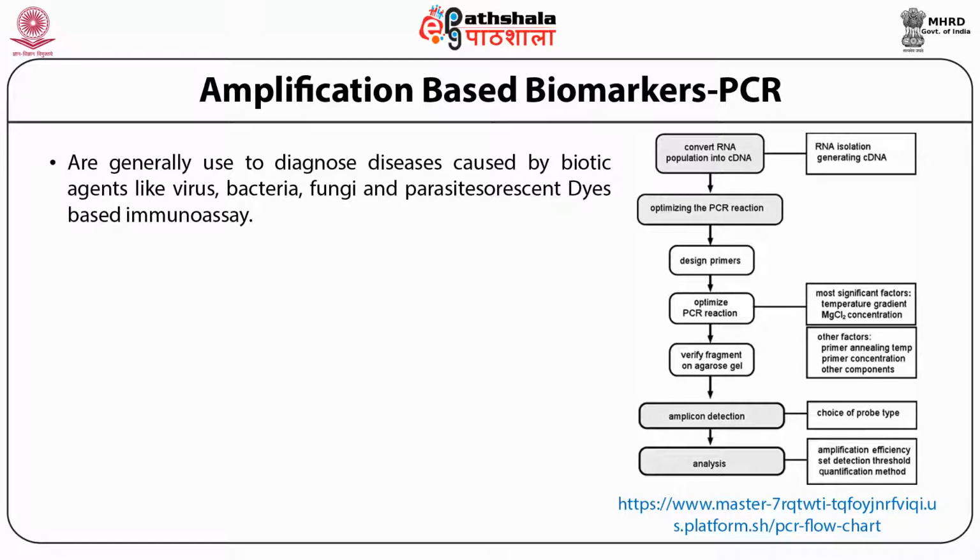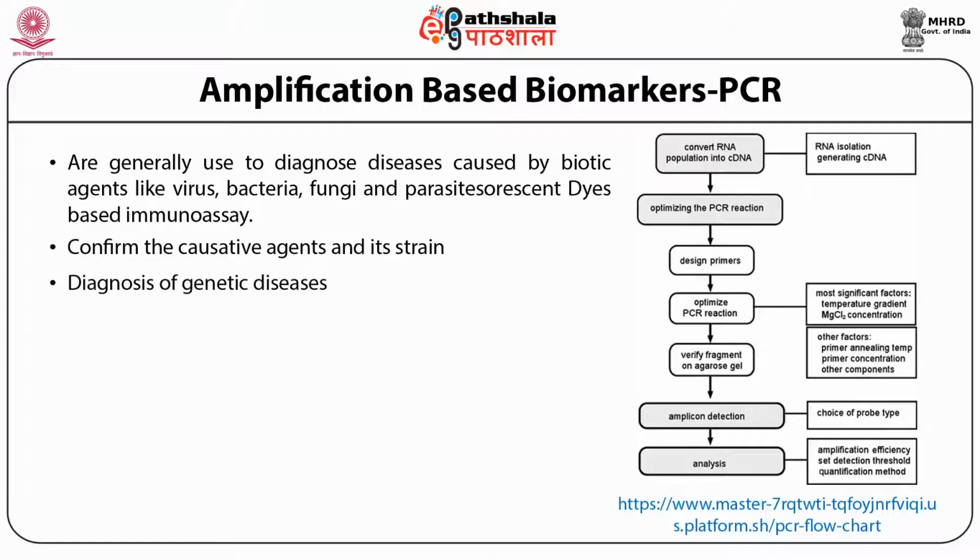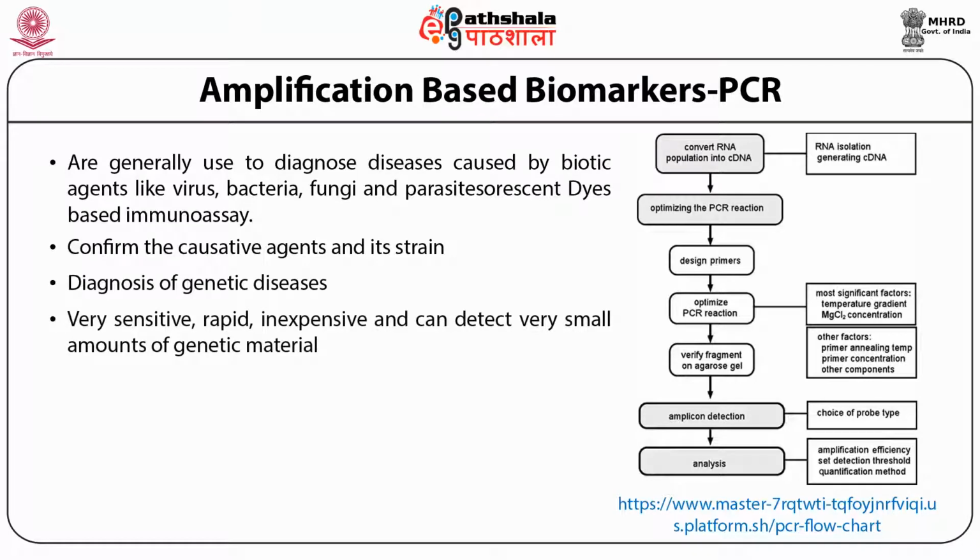Most commonly, tagged DNA polymerase is used in PCR. It can be used for confirming the causative agent of disease. It can also be used for determining what type of strain it is. PCR is also used for diagnosis of genetic disorders. The advantage of PCR is it is highly sensitive, rapid, inexpensive, and can detect very small amount of genetic material.